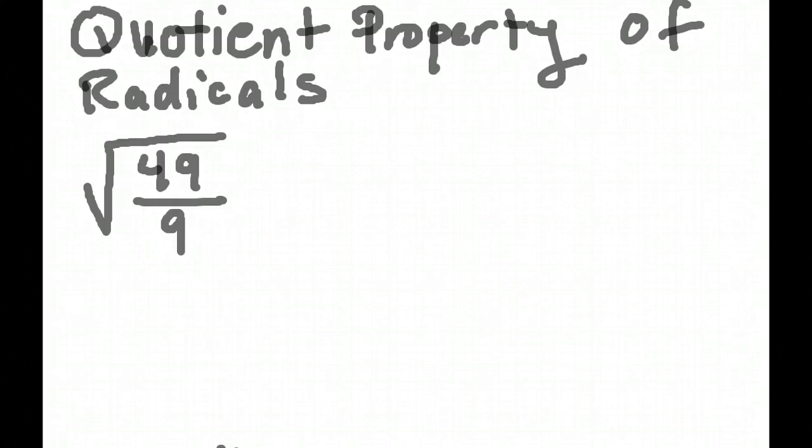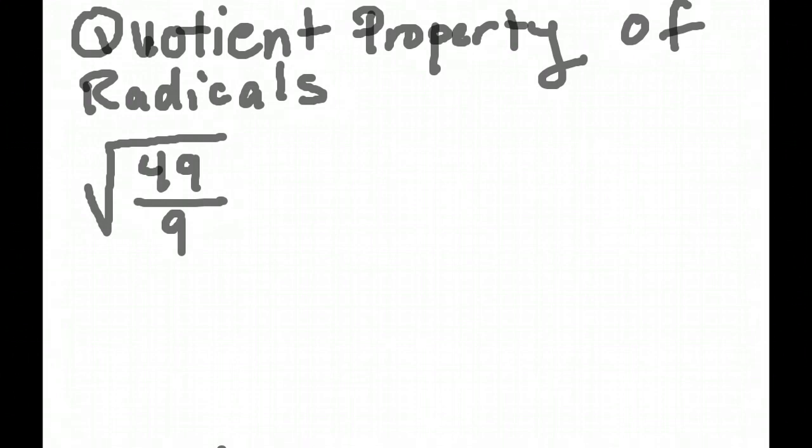We'll be looking at page 251, lesson 5-6, quotient property of radicals. So if we're looking at a radical that has a quotient underneath of it, such as the square root of the fraction 49 over 9, basically we have a fraction underneath the radical sign. How do we deal with this?